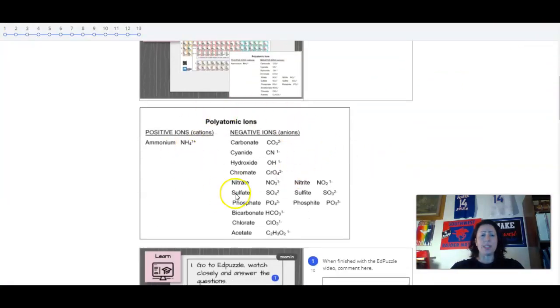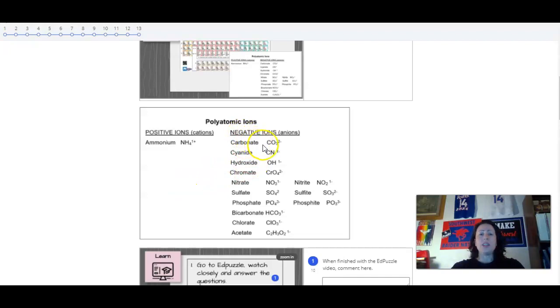Here's the first time we're seeing our polyatomic ions list. Notice there's only one cation that we're going to worry about, and that's ammonium. If you've ever smelled Pine-Sol or any kind of pine cleaner, it has ammonia in it. In solution, that becomes ammonium, because ammonia is actually a gas. Ammonium is what it is when it's in liquid form.